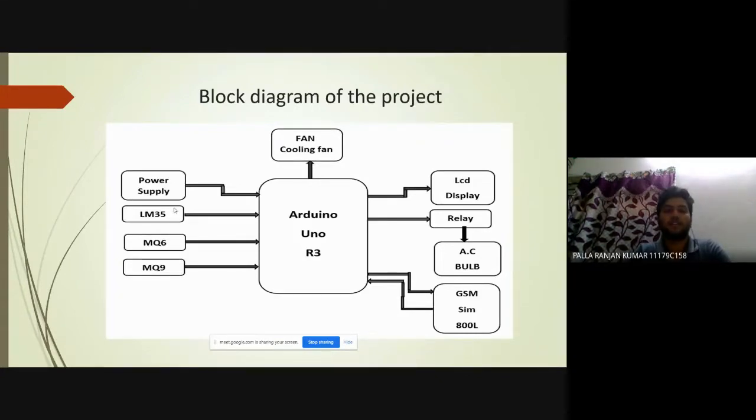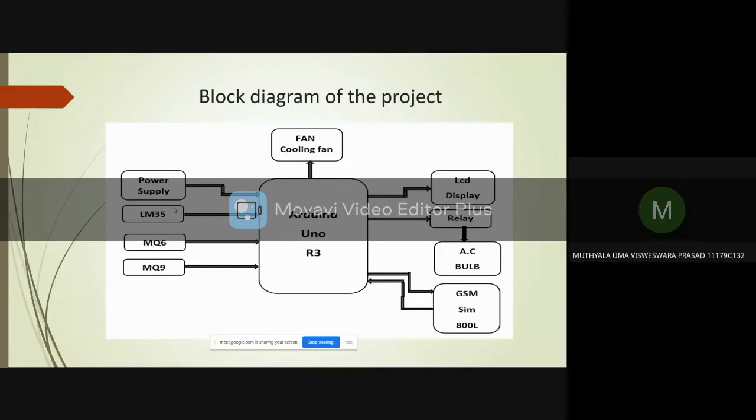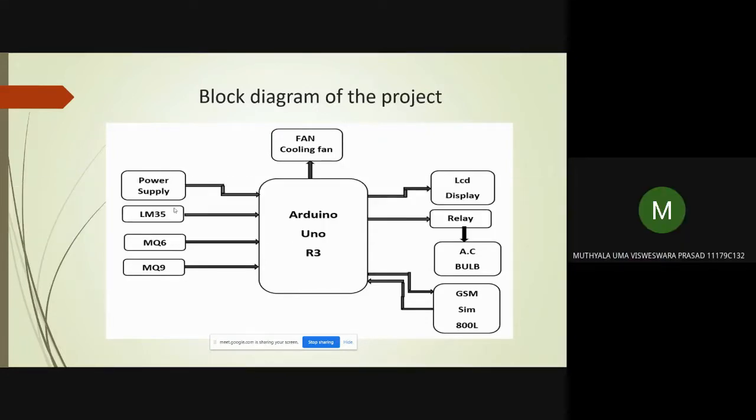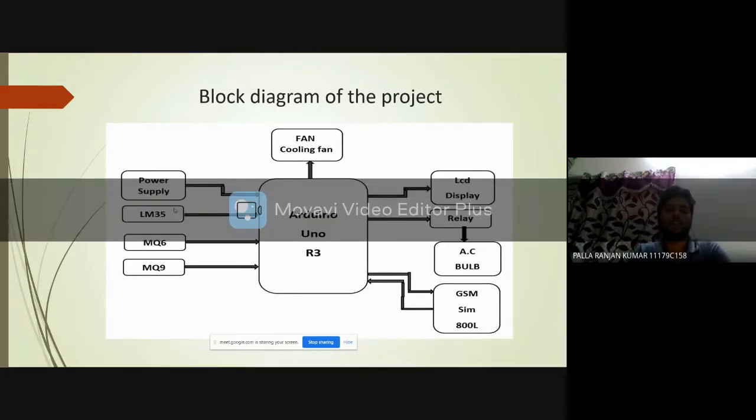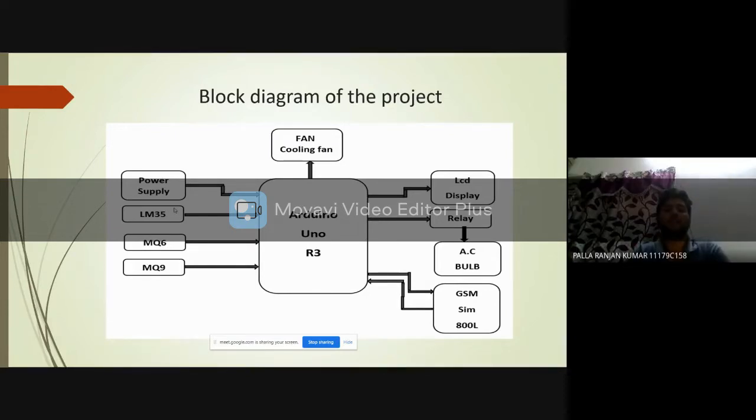Here, the fan speed is based on the current temperature. If the temperature rises, the fan speed automatically increases. Based on the MQ6 and MQ9 readings, the bulb glow will vary. If the gas detected is high, the bulbs will glow very brightly. Like that, we built the circuit.